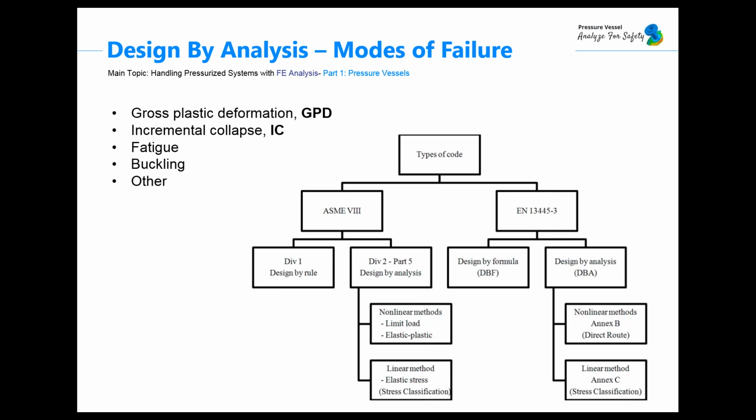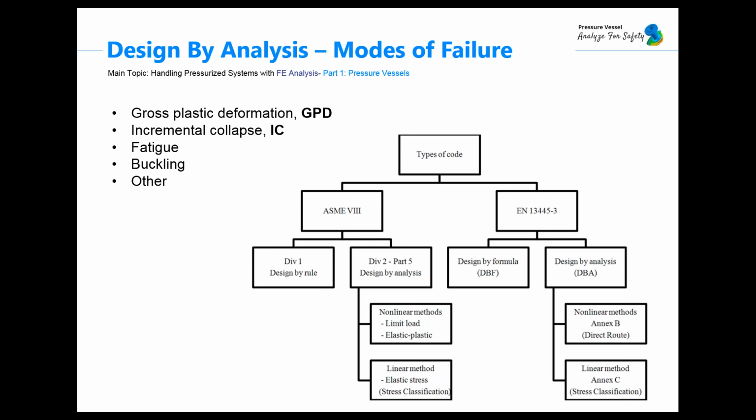Design by analysis criteria are written in terms of design checks. These design checks are given to protect against 4 different main failure modes. Methods are described for evaluating against gross plastic deformation, which is the basic static failure mechanism considered by DBA, incremental plastic collapse, buckling, and cyclic load.